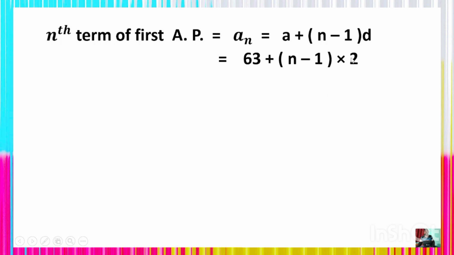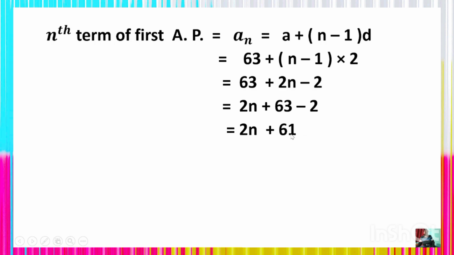In place of a and d, you can use the values, and after putting the values, you will get 63 plus 2 multiplied by n, which is 2n, minus 2 into 1, 2. Okay, if you arrange it, it is 2n plus 63 minus 2, which is 61, right? Thus, you get the nth term of the first AP, a_n is equal to 2n plus 61, equation number 1.